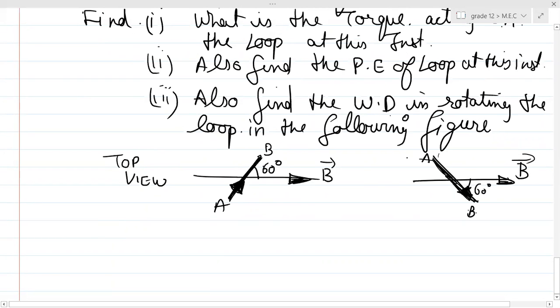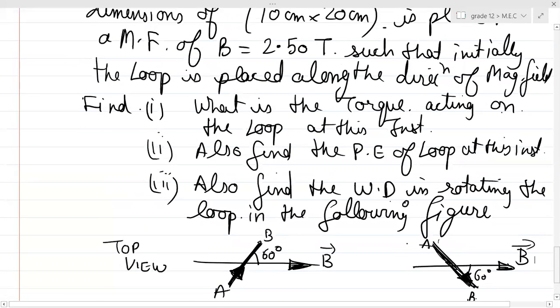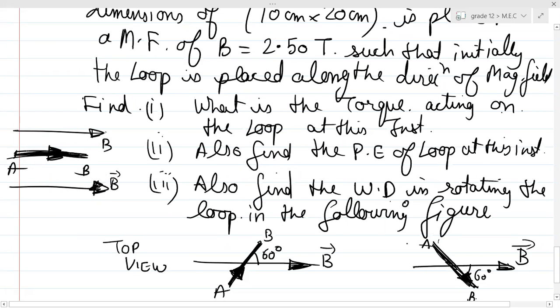So basically, in both you need to find out how it is placed initially. Initially, the loop is placed like this: A, B, and this is the magnetic field. Are you getting my point? Initially, the loop is along the magnetic field.